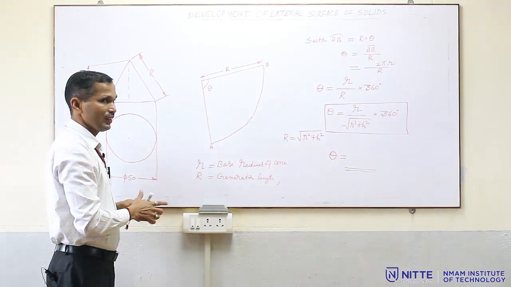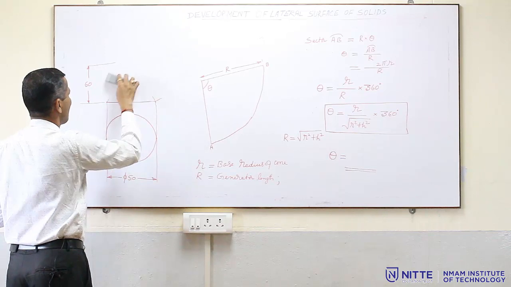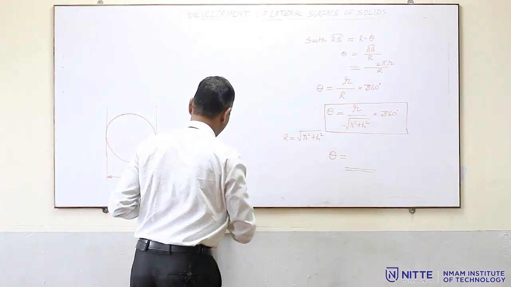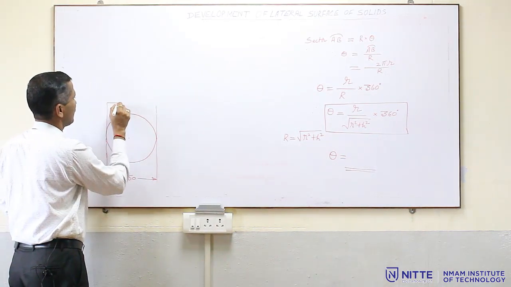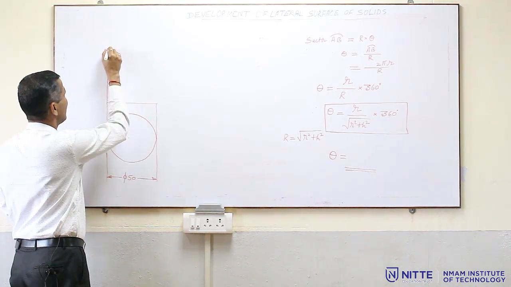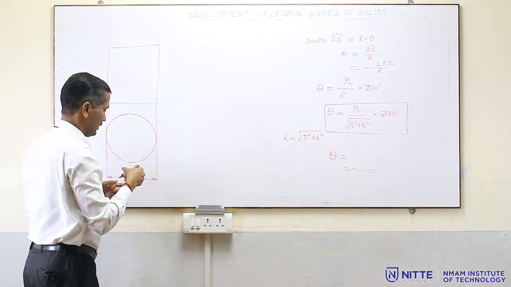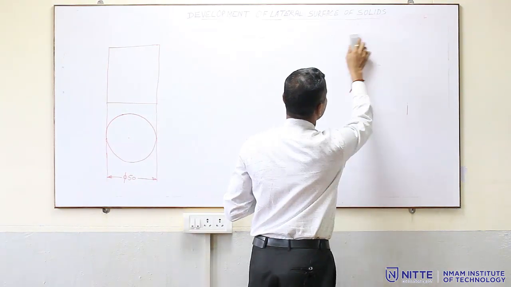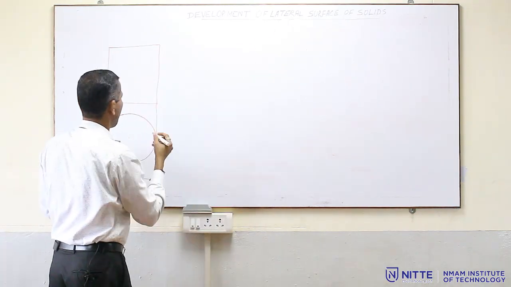Now, we will go for the development of a cylinder. In the cylinder, this is the top view of the cylinder, and this is the front view of the cylinder. Now, in the case of a cylinder, we are going to use the parallel line method for the development.